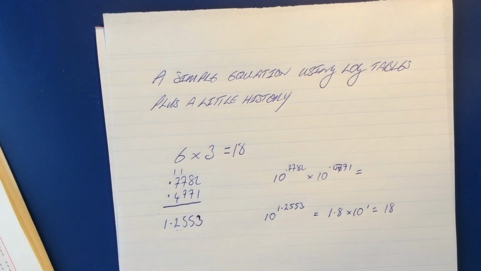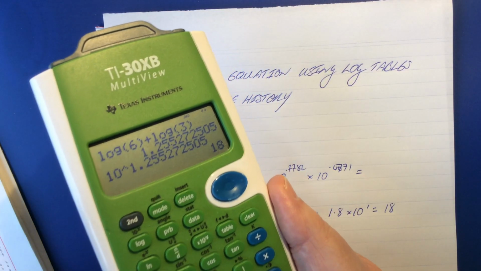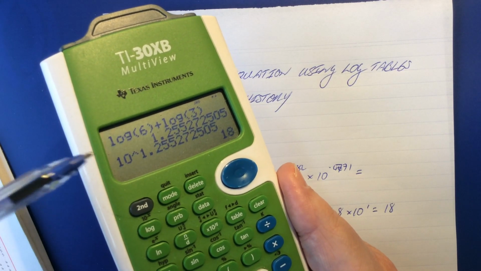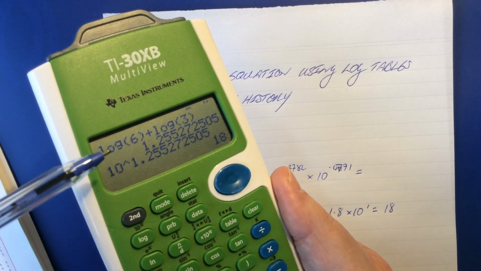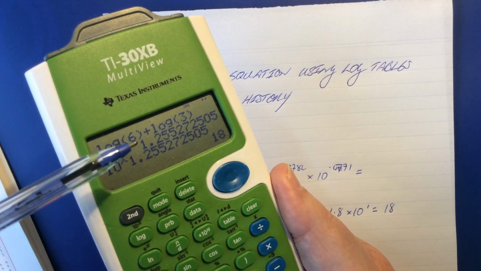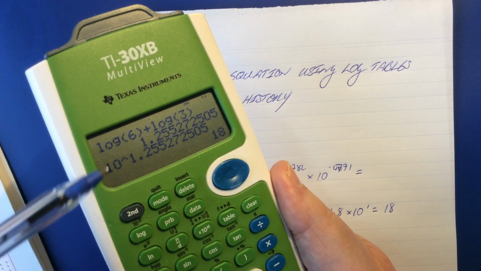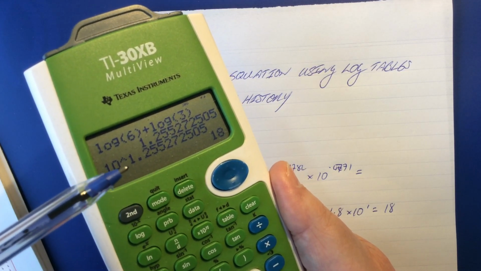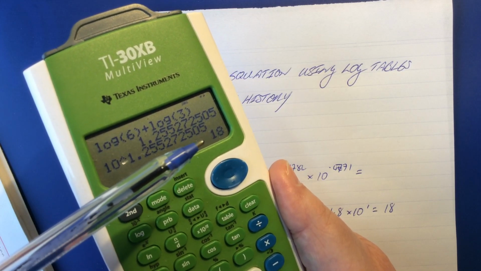Now, let me show you this on my calculator. So how it works out on my calculator is like this. The log button on here is in base 10, so log of 6 plus log of 3 is 1.255 and a whole pile of numbers. When I raise 10 to that power, 1.2553 let's call it, I get 18.